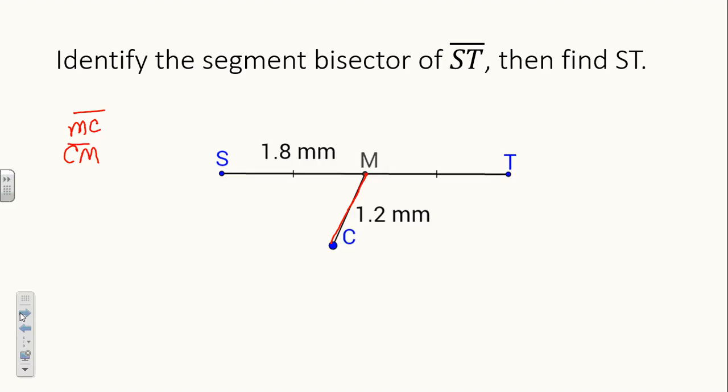Now, how are we going to find this? Remind me, how is this read? The distance between S and T. There's no symbols. The distance between S and T. How are we going to find this distance?